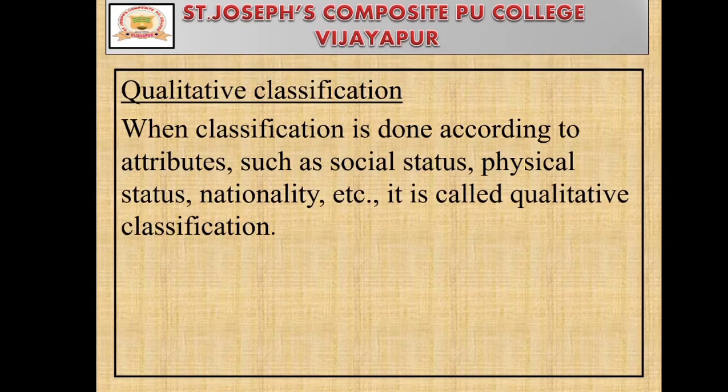So what is qualitative classification of presentation of data? That means the data which are classified on the basis of attributes. Those attributes are like social status, meaning rich, poor, like that, or we can classify the data on the basis of physical status, or on the basis of nationality, for example Indian citizen or American. So this is called the qualitative classification of data.